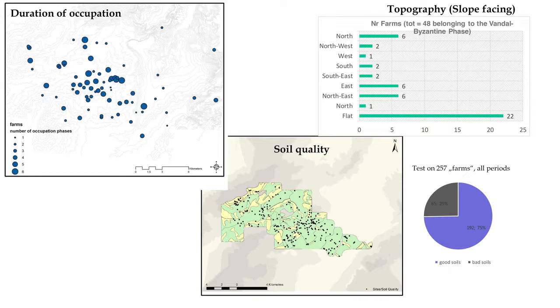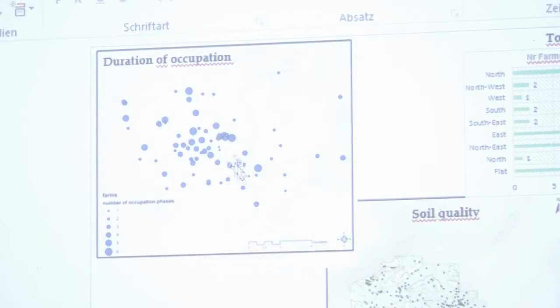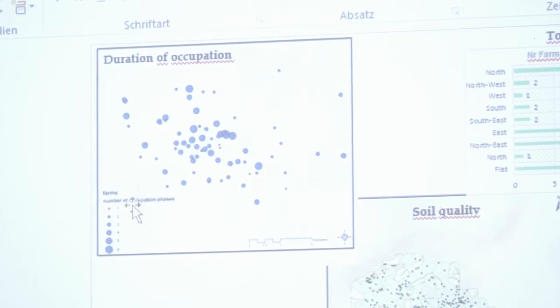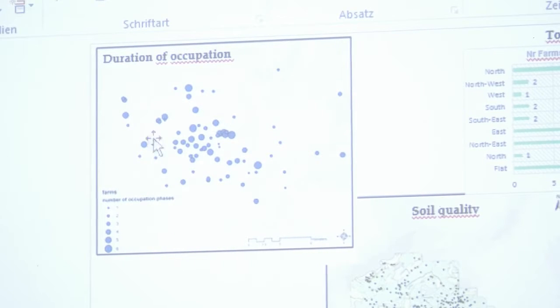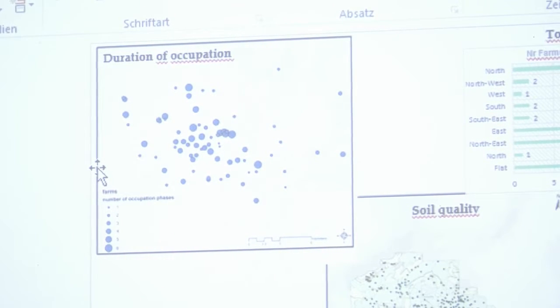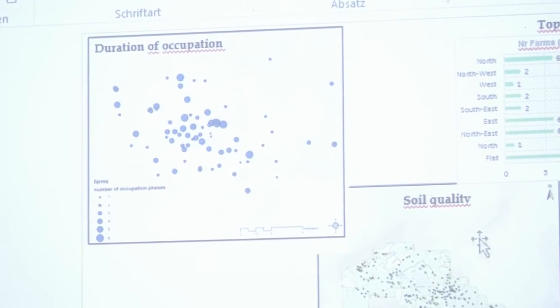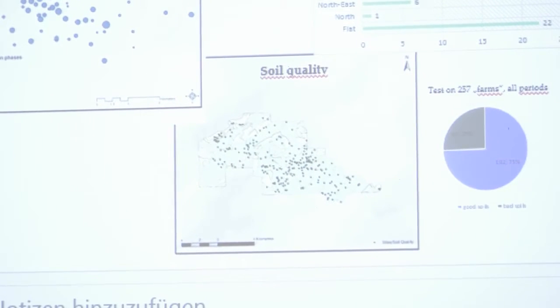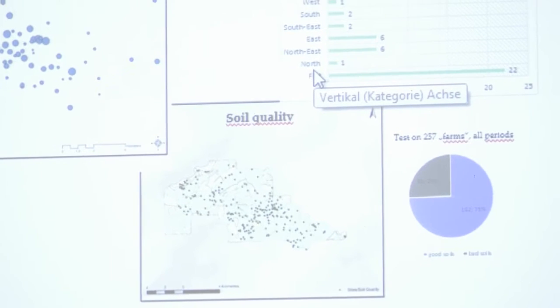So here you have a very simple example, not complex methodologically speaking, but just in order to think about that. You have here a duration of occupation mapped with sized dots. It is an indicator of stability, persistency of settlement in different topographical settings, related probably to environmental features like soil qualities, for example, and topographic features like slope facing.